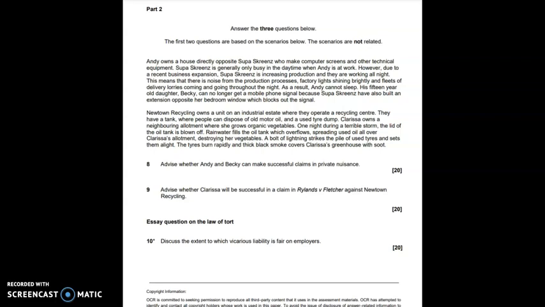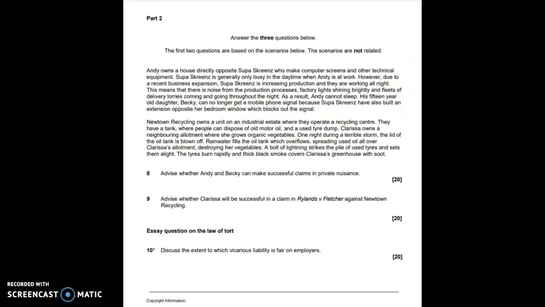There are some arguments on both sides relating to this type of escape, and you could talk about Stannard and Gore on escaping smoke from a fire. And you could also discuss whether Newton Recycling may claim an act of God, and discuss whether the weather conditions are going to be sufficiently extreme for that.